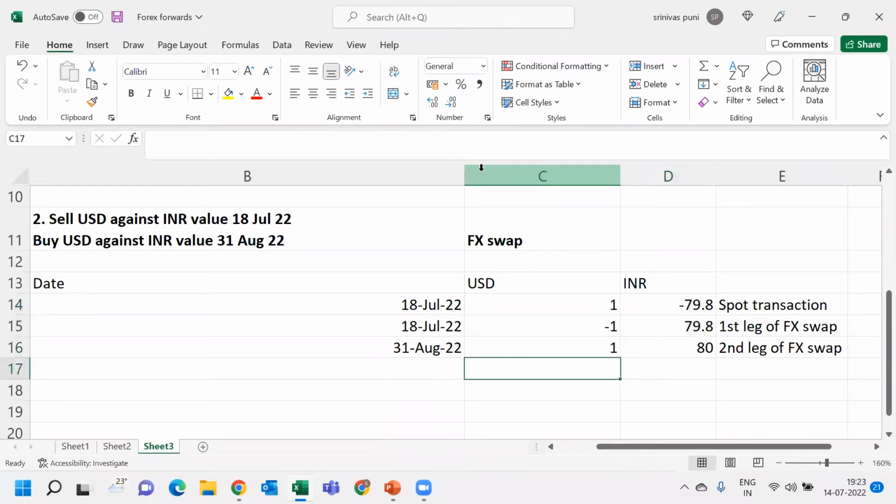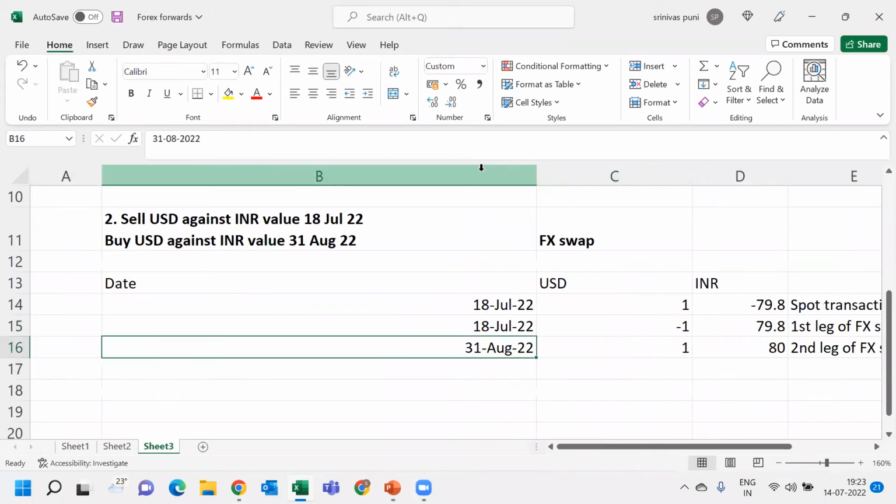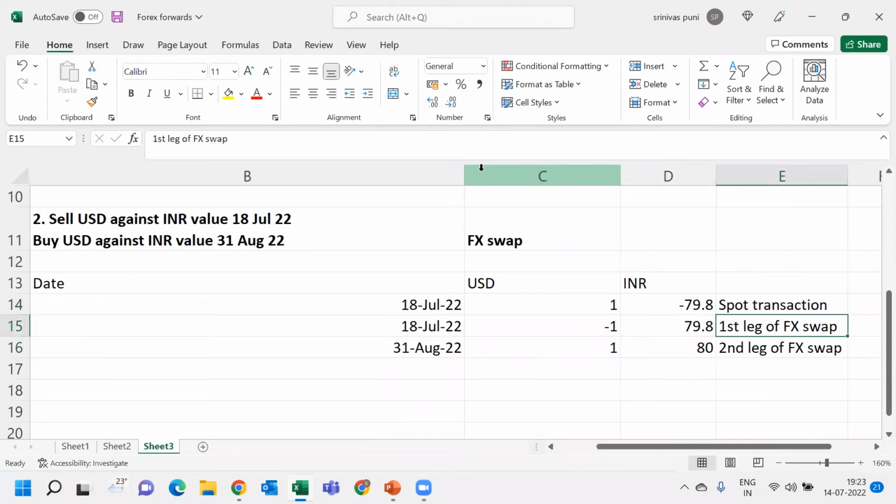What is left is $1 against 80 at the end of 31st August 22, right? This is how the forward markets actually trade. They don't trade spot. Spot is a separate market. What is traded is the first leg of the FX swap. The FX swap transaction is what is traded in the market. So you buy or sell, vice versa, right?